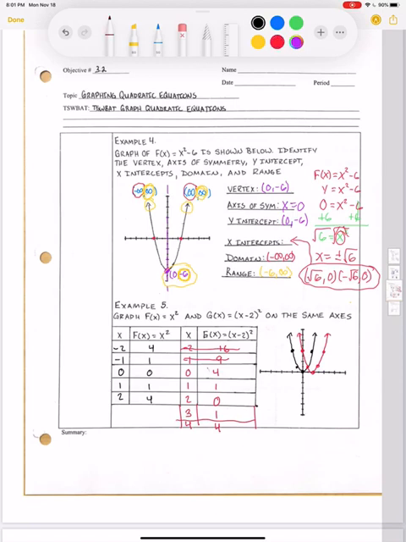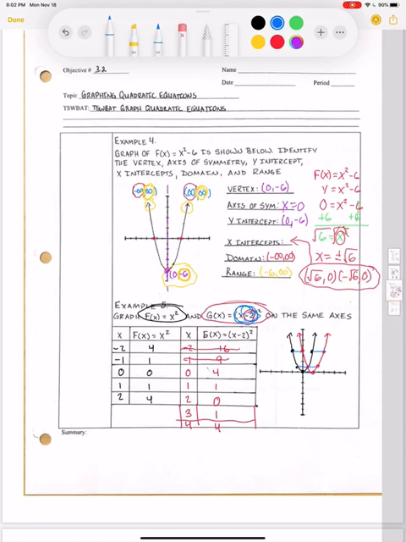I started off with f of x equals x squared, and I ended with g of x equals x minus 2 squared. The minus 2, when it was inside the parentheses, shifted my f of x graph over to the right. Every single point moved to the right 2 units. So when you have something inside the parentheses, it's going to move your graph left or right.